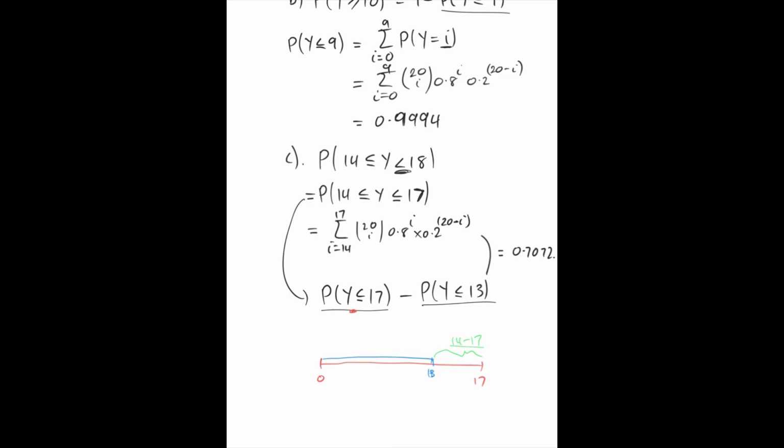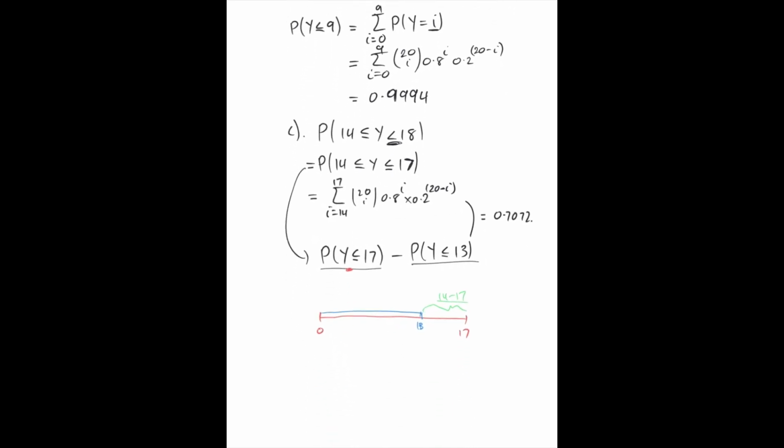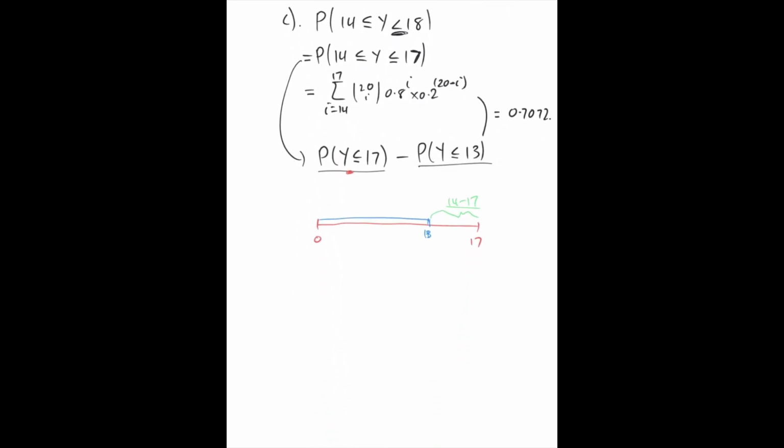Cool. What's the last part? The last question says, what is the probability that at most 16 recover? To do this, we're going to first write it out in our probability notation. So part D is, what's the probability that at least 16, sorry, at most 16, my bad. At most 16 says that we can't have more than 16. We could have up to and including 16. So the probability that y is less than or equal to 16.